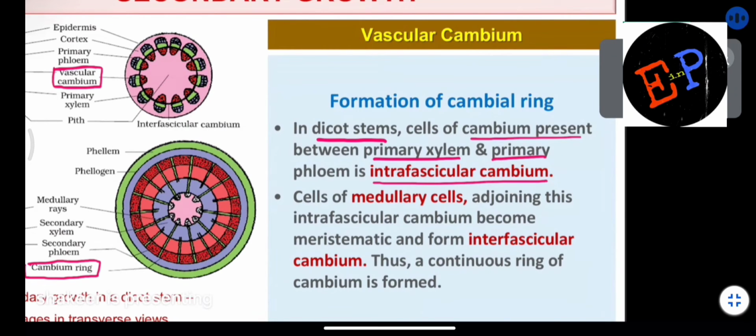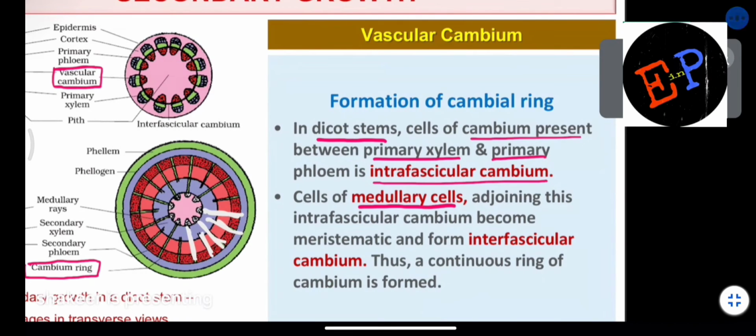So cells of medullary rays. What is meant by medullary rays? Already we have studied. These rays you can call medullary rays. So cells of medullary rays adjoining this intrafascicular cambium become meristematic and form interfascicular cambium. Thus, a continuous ring of cambium is created.